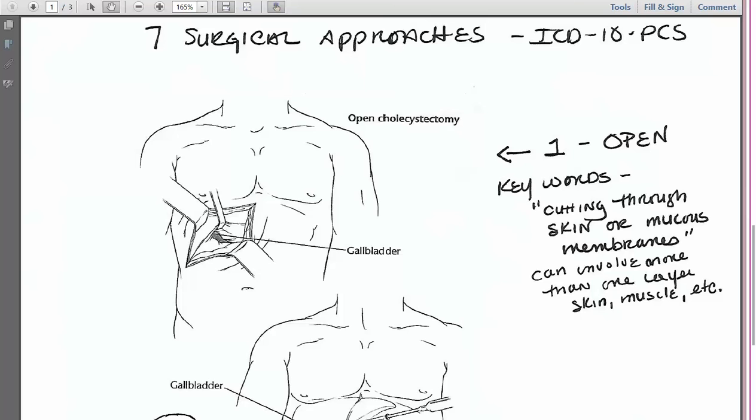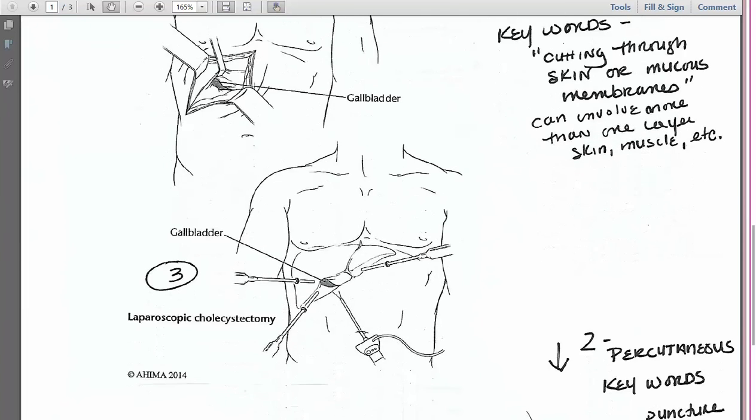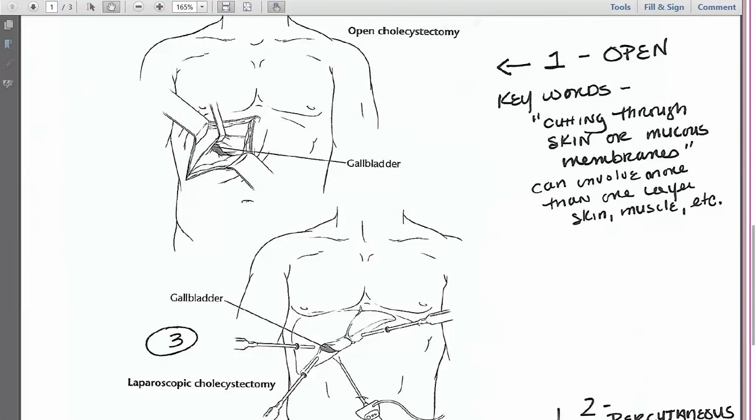An open surgical approach means cutting through the skin or mucous membranes and can typically involve going down through more than one layer of skin and muscle. This illustration here is an open incision, which is a cutting into, in this case, to remove the patient's gallbladder, also known as an open cholecystectomy. So this surgeon is doing a rather significant cut into the patient's body to get out this patient's gallbladder.